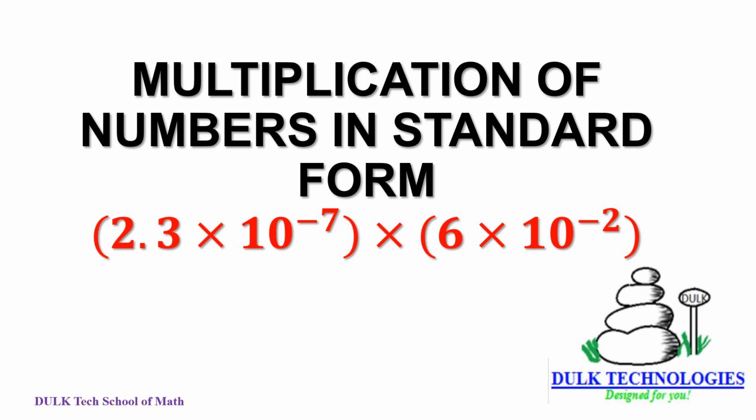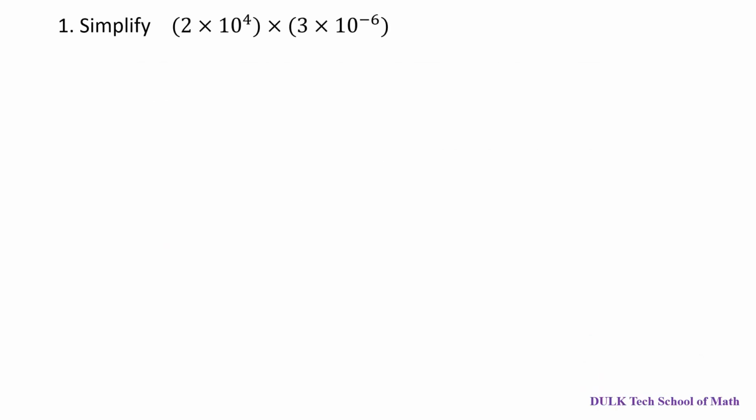In this video, I want to show you how to multiply numbers that are in standard form, leaving the product in standard form as well. Here's our first example. Simplify 2 times 10 to the 4, multiplying 3 times 10 to the minus 6.